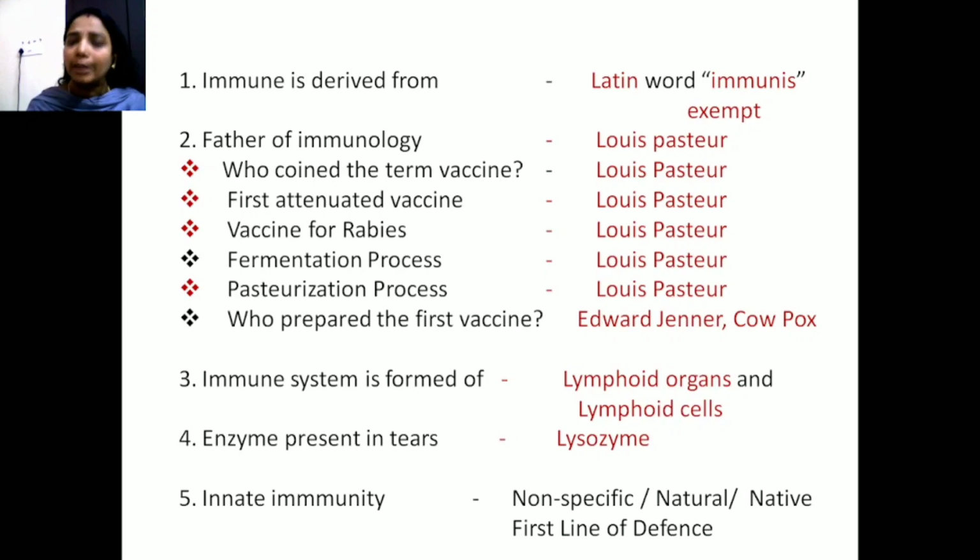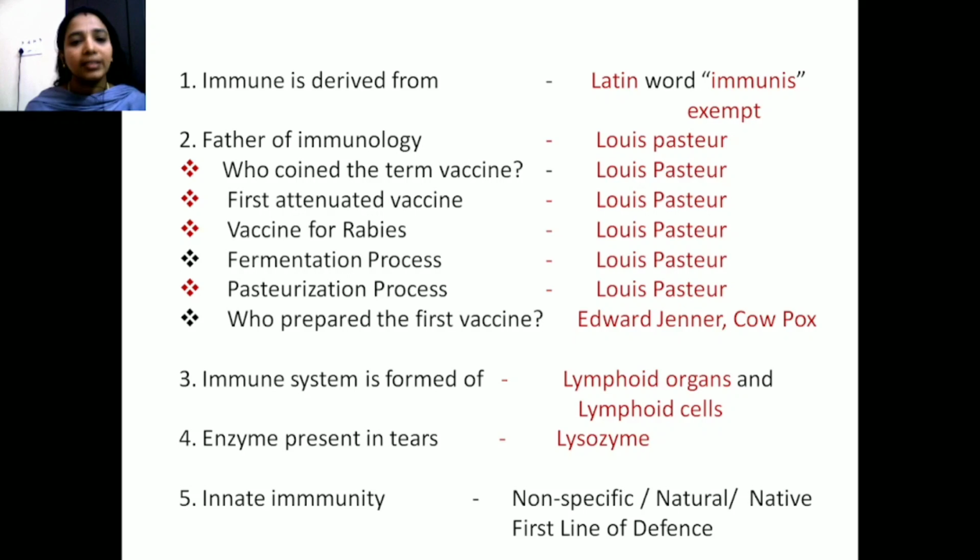Immune is nothing but exempt. Exempt means free of, free from. Then, father of immunology. Who is the father of immunology? Louis Pasteur, who coined the term vaccine. The first attenuated vaccine was developed by Louis Pasteur. You know what attenuation is? Attenuation is nothing but removal of the virulence capacity of the microbes.